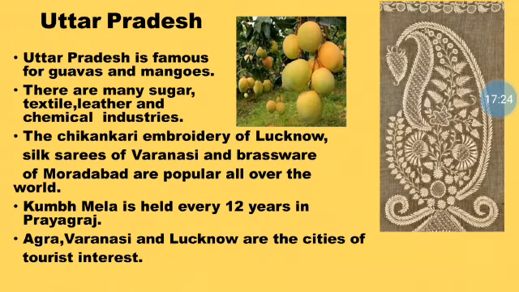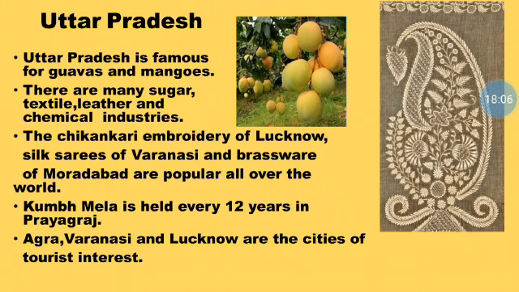Next we have got Uttar Pradesh. Uttar Pradesh is famous for guavas and mangoes. Uttar Pradesh mangoes are very sweet and very good. And they have got many industries like sugar, textile, leather, and chemical industries. And also Lucknow is famous for chikankari embroidery. Children, it is a traditional embroidery style which is done in Lucknow. And this chikankari embroidery is done on saris, salwars, and all that, and it is quite expensive also.